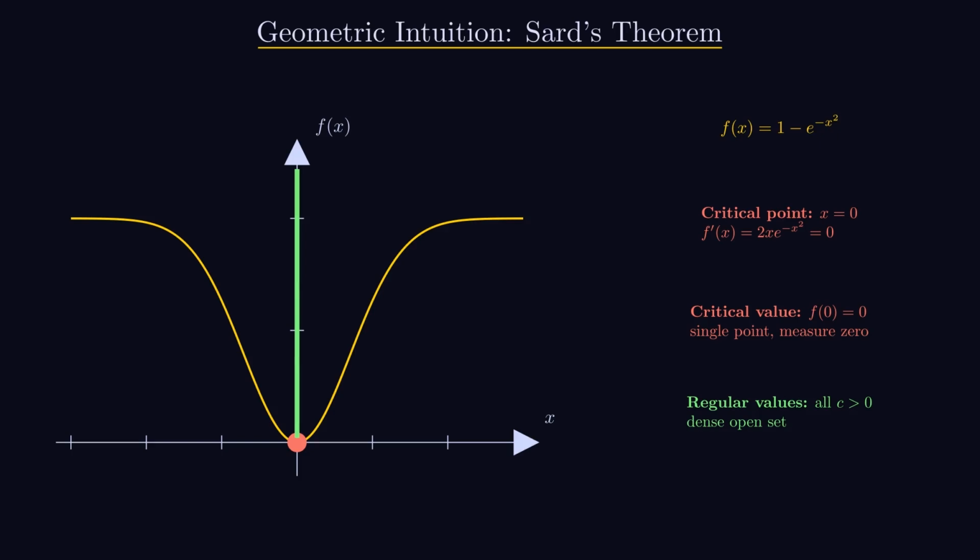Every other output, every c strictly greater than 0, is a regular value. The green segment marks all of them. They fill almost the entire range. Sard's theorem says this is always the case for any C-infinity map. The critical values form a measure 0 set, and regular values are generic.